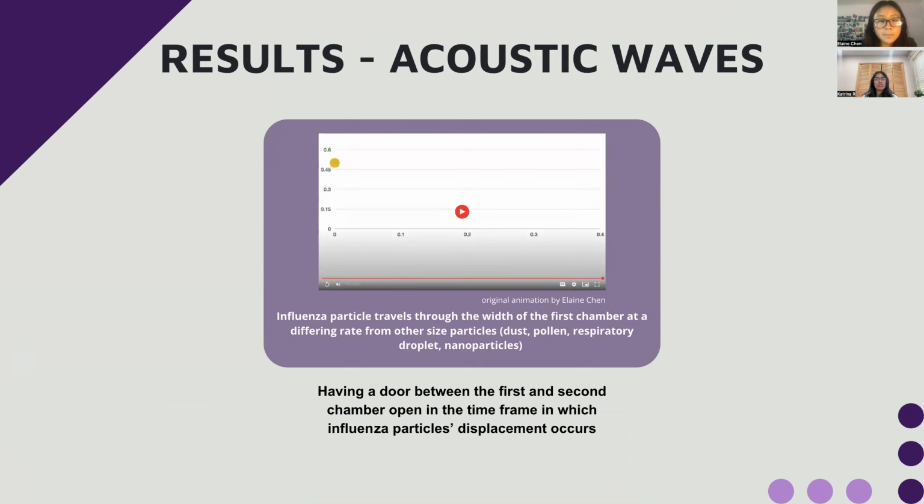But later on, the blue particle represents our influenza virus, which travels further while the other, heavier particles remain at rest. During that time where the blue particle travels all the way to the end, that is when our chamber door will open and isolate the influenza particles so that they can go to the second chamber to be detected.